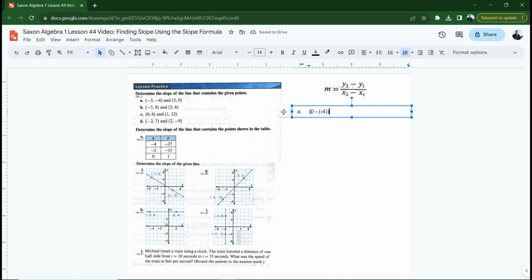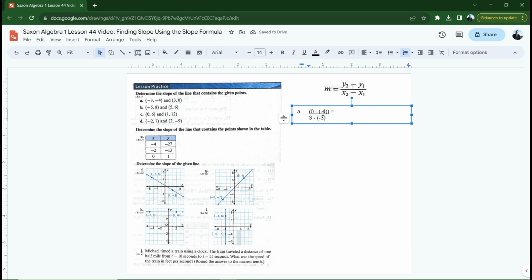And then we're going to divide that by, and then on the bottom here, I have the x value of my second point, 3, minus the x value of my first point. In this case, it's minus -3. Okay, now I've got some calculating to do here to figure out what this is. So let's go ahead and do that.